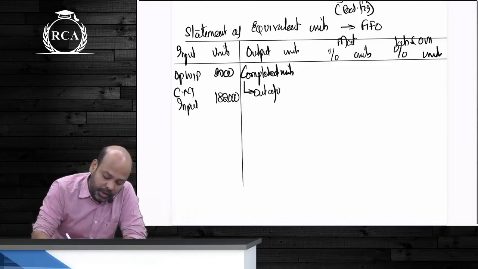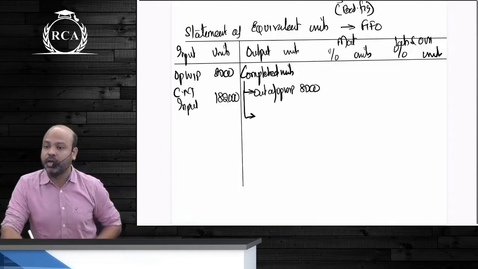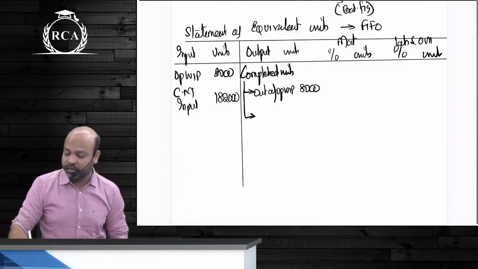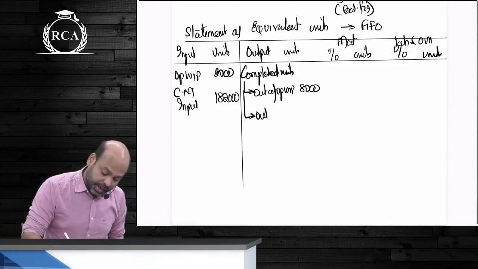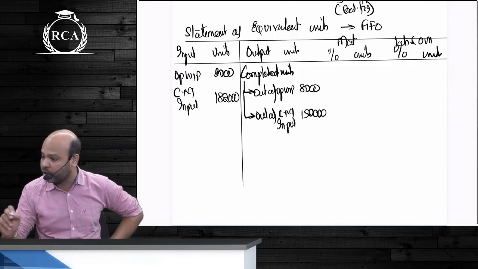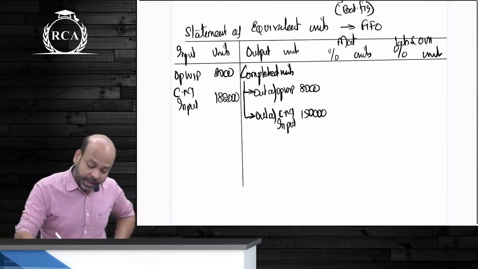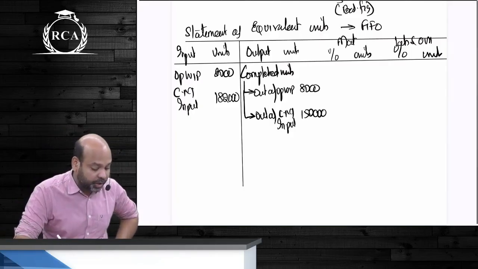Out of opening work in progress, how much will remain? 8,000. This bifurcation will not come under the weighted average method. This will come only under the FIFO method. Out of current month input, how much will remain? The highlighted portion I told you to ignore for computation of cost per unit. You wrote that we should not include this, but later found you had not written it. I should directly take the balanced degree of completion for this.